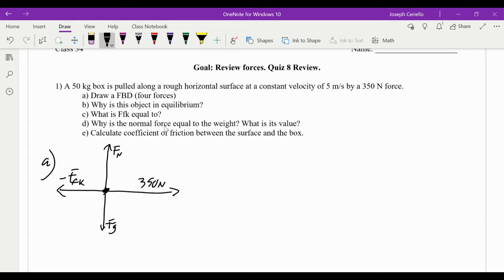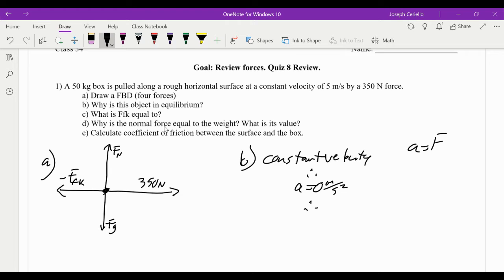So why is the object in equilibrium? Big reason right here: it's in equilibrium because it is a constant velocity. That tells us a few things. Constant velocity, therefore the acceleration equals 0 meters per second squared. And we know a equals F net over m. If a is equal to 0, net force has to be equal to 0 as well. And that's what equilibrium is, when the net force acting on an object is equal to 0.